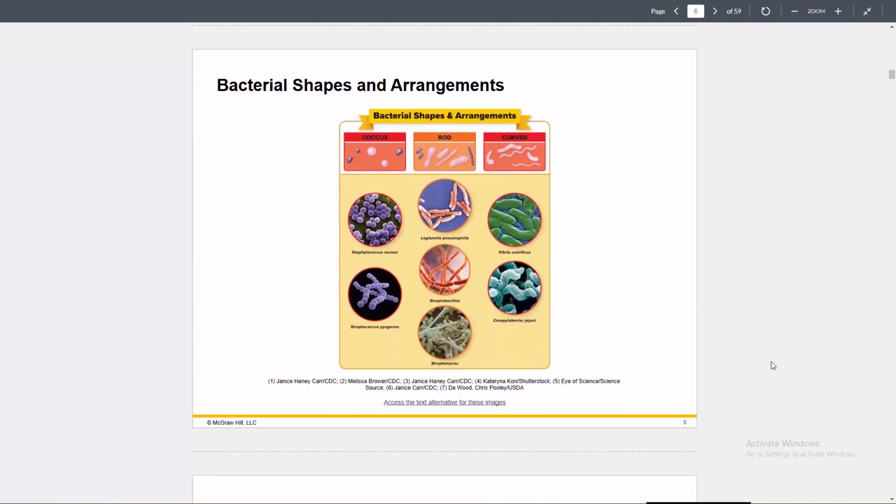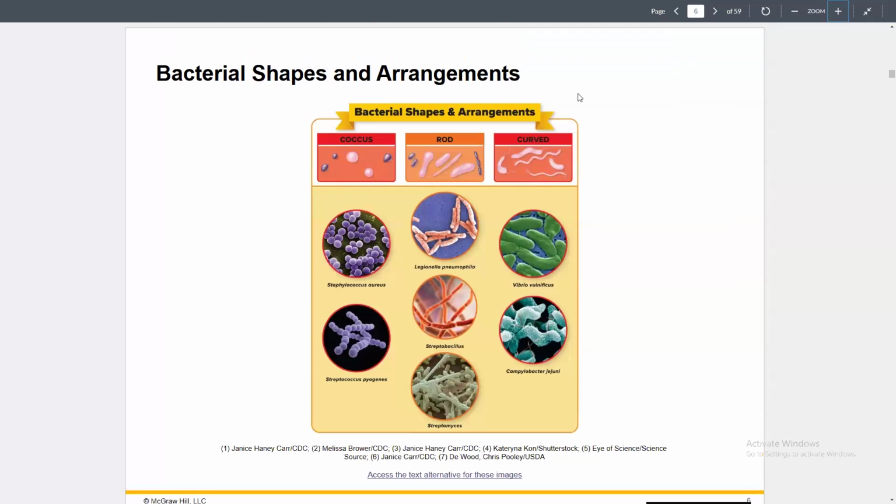All right, so here are some examples of our shapes and our arrangements. Here we have coccus, which means round, right? We have our C's and our O's, which remind us of round. See how round these cells are? See how round these individual little balls are? So those are our actual shapes. We're going to talk about the arrangements as well.